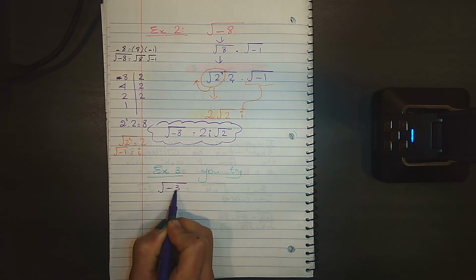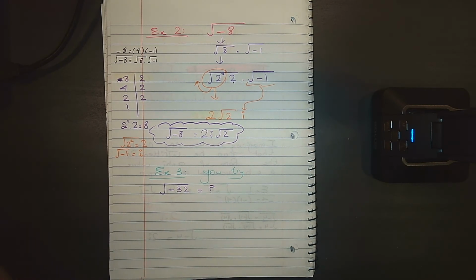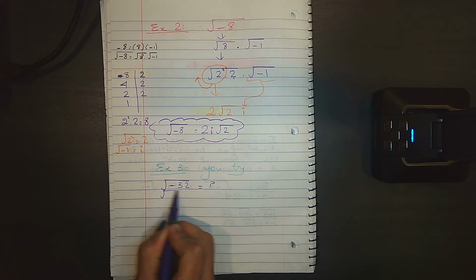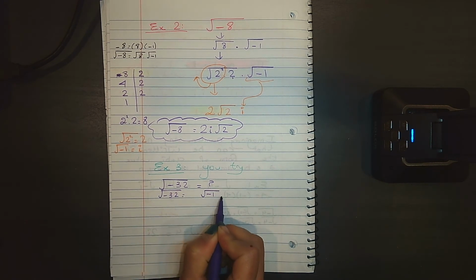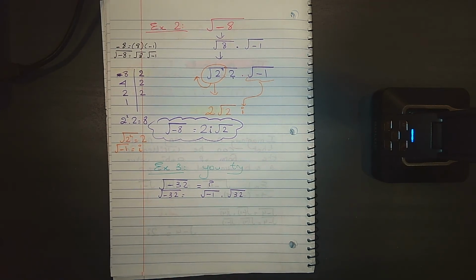Square root of negative 32 is a question mark. So the first thing I will think of, I will say, oh, I have a negative inside the square root. That automatically tells me that I will have an imaginary number that has an i in it. All right, so again, square root of negative 32 is the same as square root of negative 1 times square root of 32. Now how do we do the square root of 32?